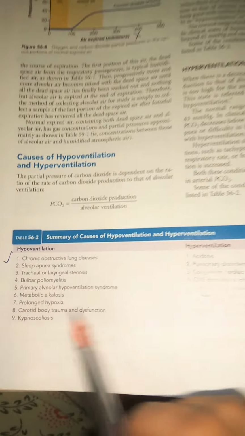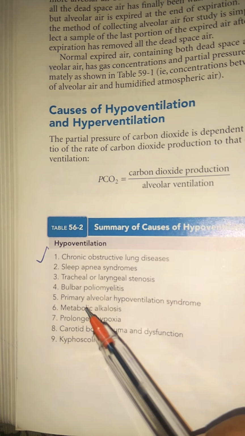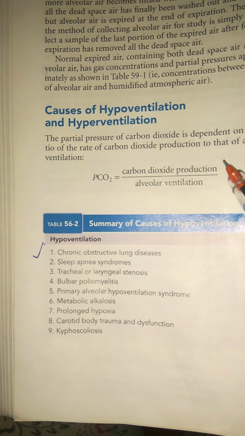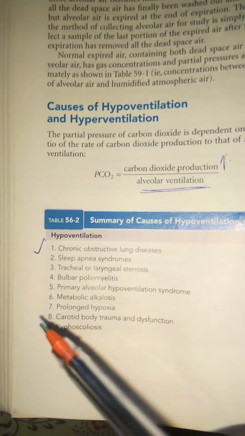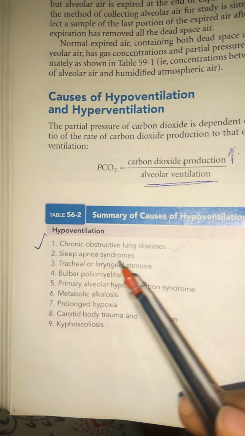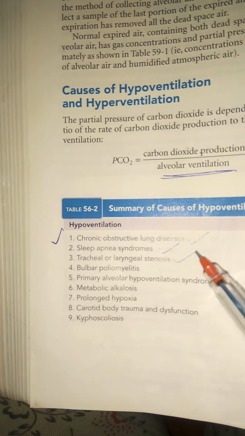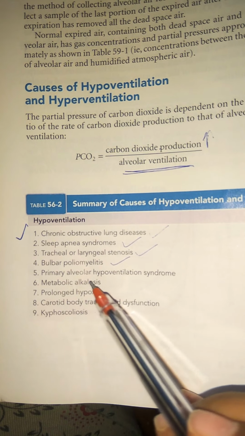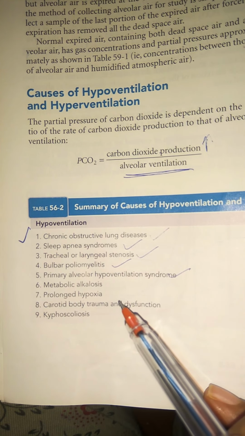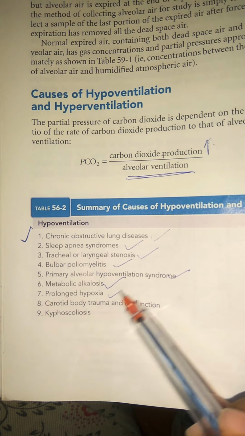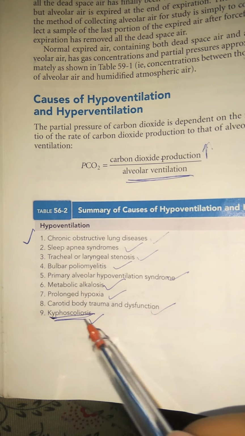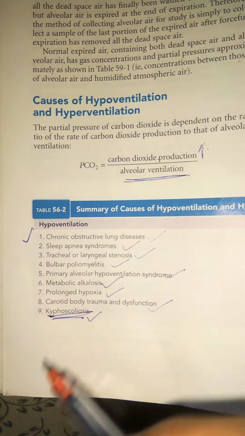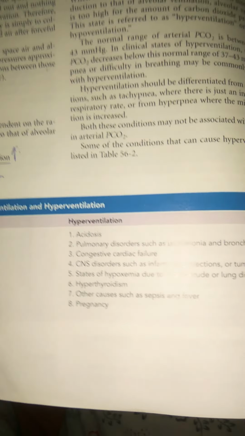Finally, we have this one box, that is, what are the causes of hypo and hyperventilation. As we said, in hypoventilation the carbon dioxide production is increasing, but the alveolar ventilation is not able to keep pace with it. So what are the causes here? Chronic obstructive lung disease, sleep apnea syndromes, tracheal or laryngeal stenosis, bulbar poliomyelitis, primary alveolar hypoventilation syndrome, metabolic alkalosis, prolonged hypoxia, carotid body trauma or dysfunction, and kyphoscoliosis. In kyphoscoliosis the spine is bent, so because of this also ventilation may suffer.